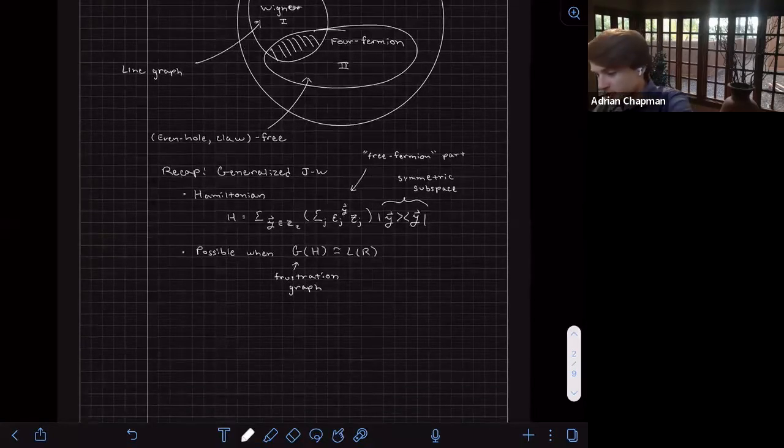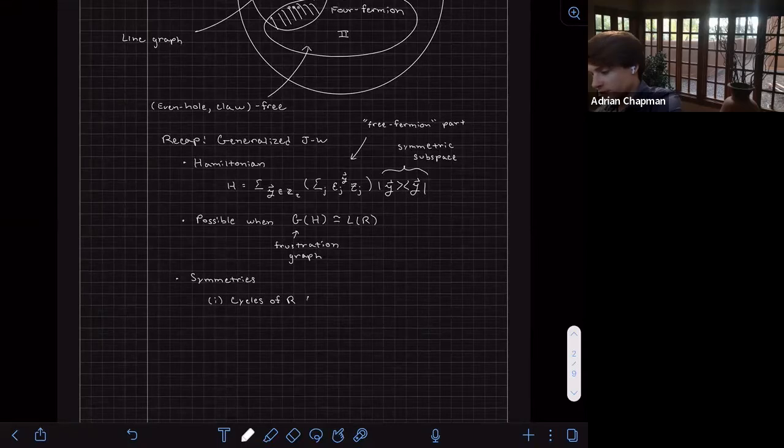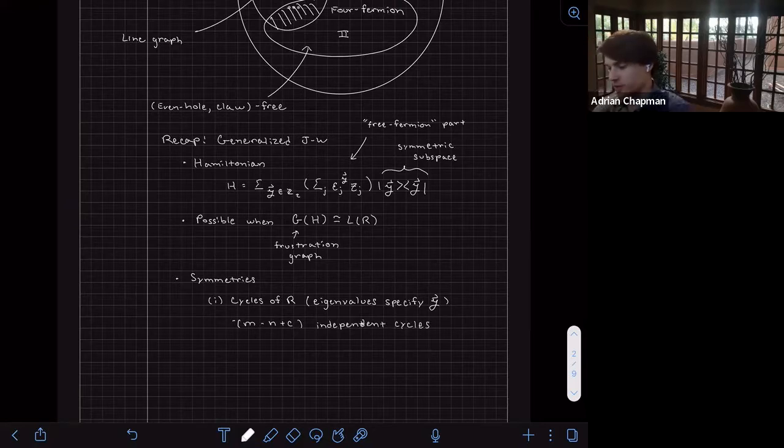And then the next important point to remember is that these models, when the frustration graph is a line graph, always come with a set of symmetries. These come in two flavors. The first is cycles of the root graph. These are the non-trivial symmetries, and the eigenvalues of these specify y, the bit string. For a graph with m edges, n vertices, and c components, there are m minus n plus c independent symmetries, independent cycles, as edge subsets of the root graph.